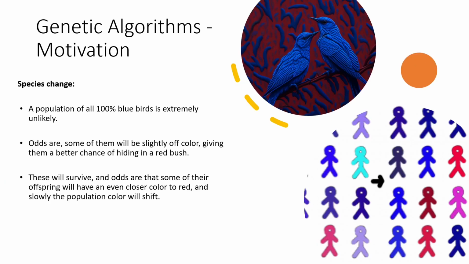And species change. That's a fact. A population of all 100 bluebirds is extremely unlikely. If that happens, we have seen what could happen. And odds are some of them will be slightly off color, giving them a better chance of hiding in a red bush. Because you can never know whether a red bush will occupy the forest.